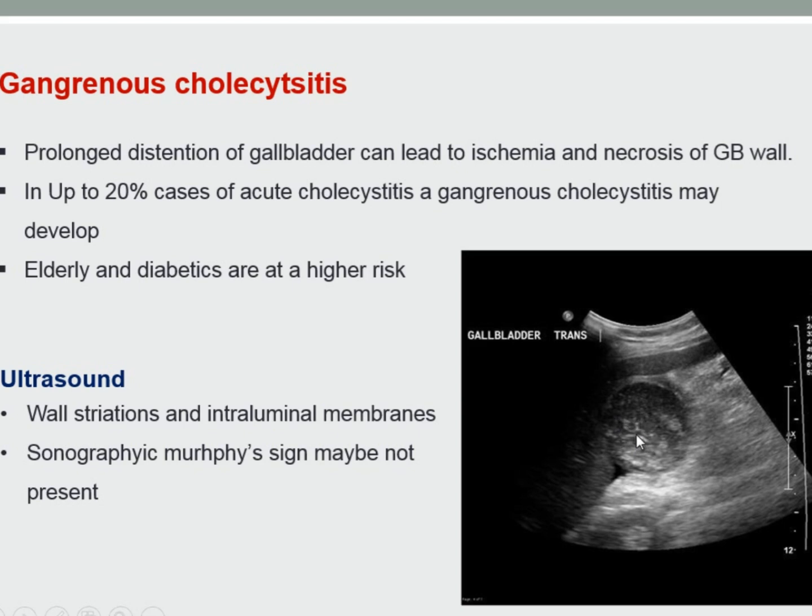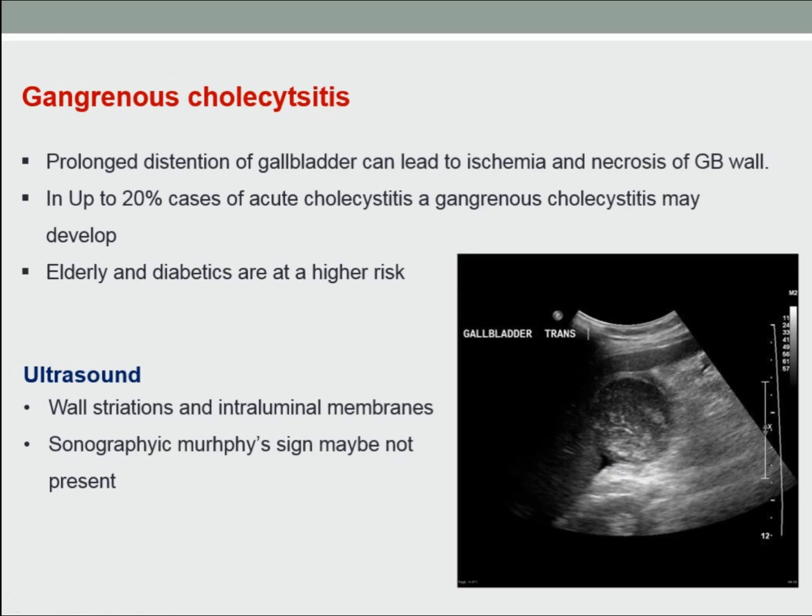What are the intraluminal membranes? What do they represent? From where did these membranes come? Destruction of the wall of the gallbladder. This is sloughed mucosa. The mucosa gets necrotic, dead, and sloughed from the lining of the gallbladder and starts floating in the gallbladder lumen. You know, it's gangrenous. And the sonographic Murphy sign may not be present because of damage to the nerves in the wall of the gallbladder.